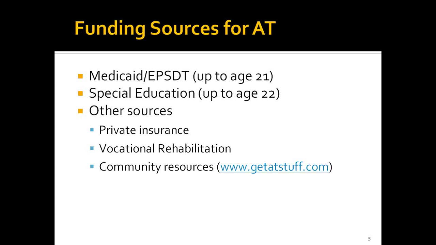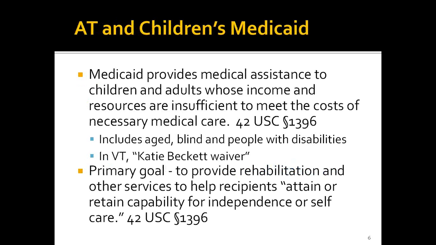We listed a website called getatstuff.com. This is an informal marketplace for trading assistive technology devices. But there are certainly other places that you might go to for funding as well. We're now going to switch focus specifically to Medicaid, and I'm going to hand things over to Marilyn.